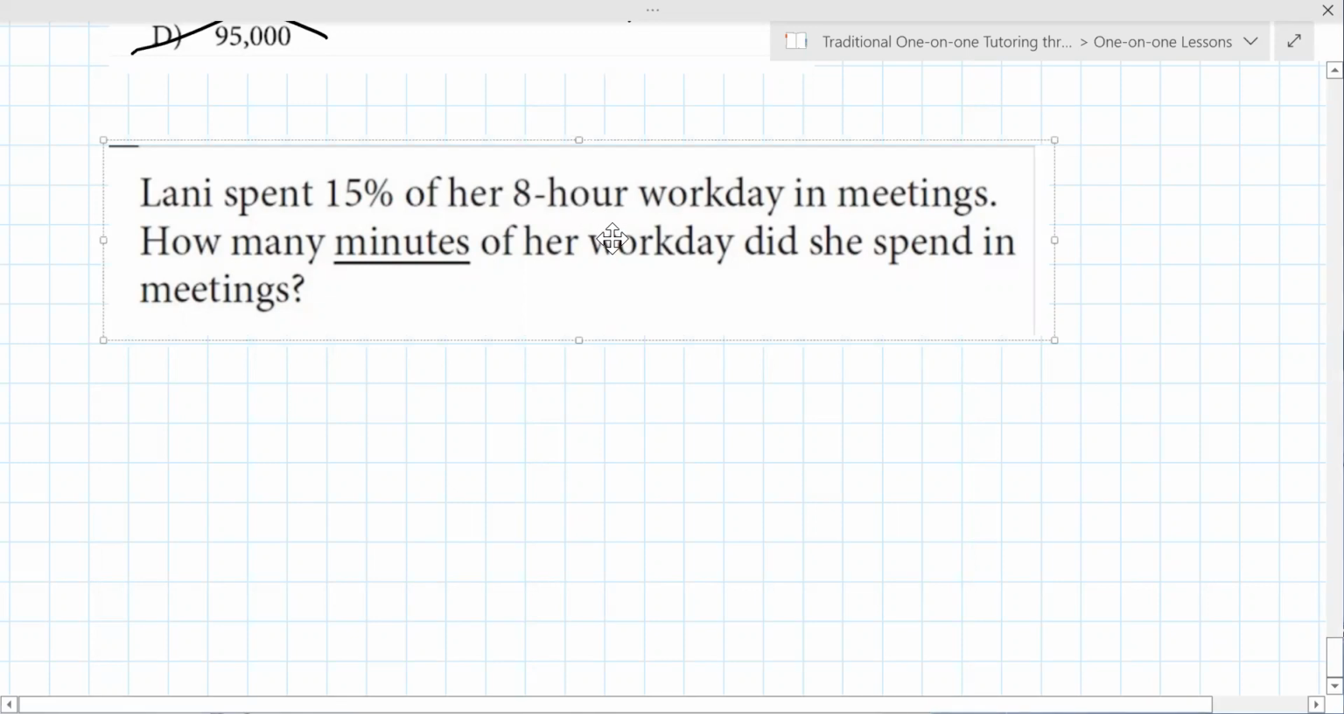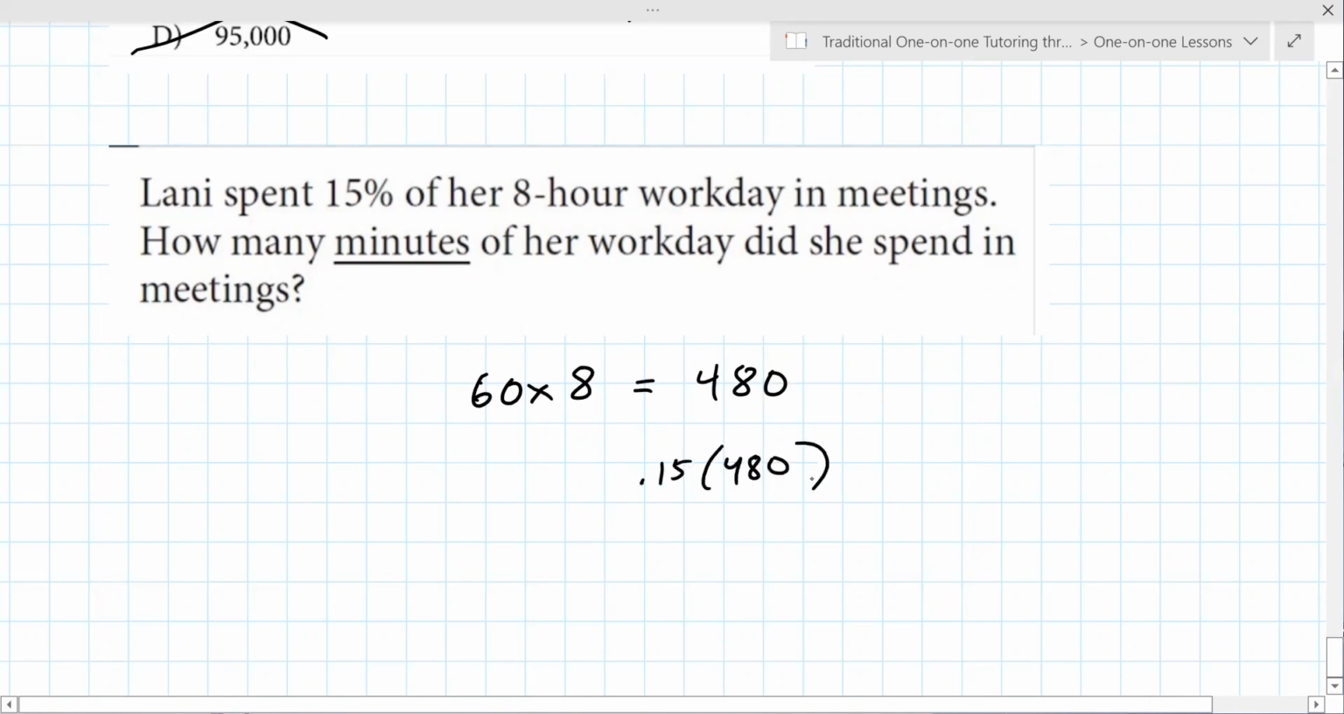So we do 68. Say that one more time. Would we do 60 times 8 and then multiply that by 0.15? Yes. So 480 and then 0.15 times 480. And do you have a calculator? Can I use one? Yes. 72 minutes. Yes.